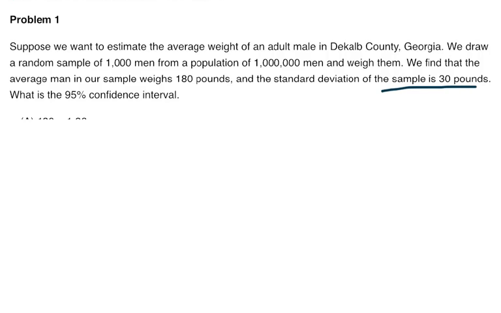The key reason why we're using a T confidence interval is because we only have the standard deviation of the sample. The T distribution is more spread out than the Z distribution because not only do we not know what the mean is, but we're also using the sample to estimate the standard deviation.